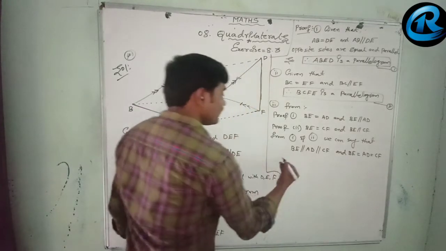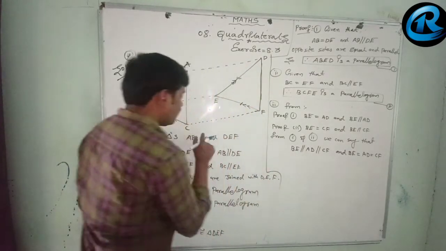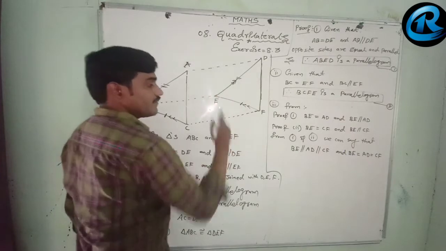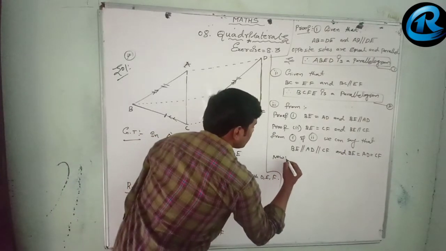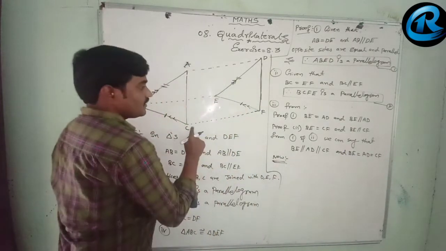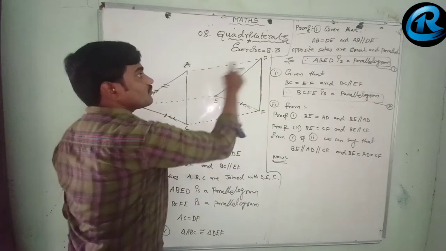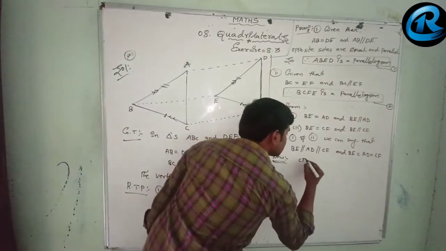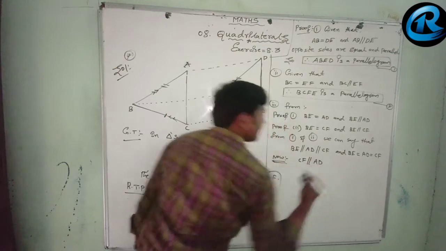Now we can say, see, what I can write from this: I will take only CF and AD. Now we can say that here CF is also parallel to AD.